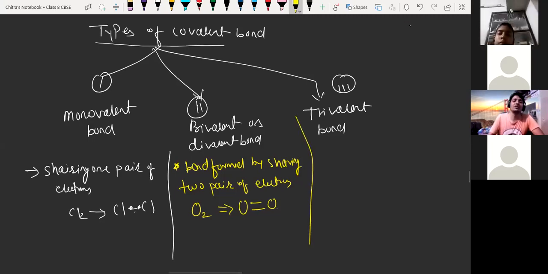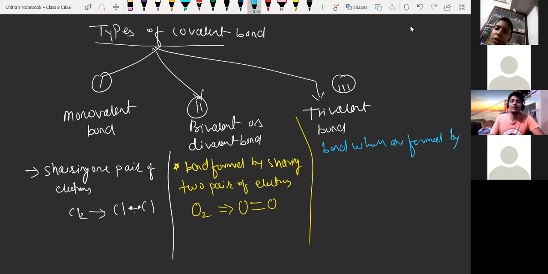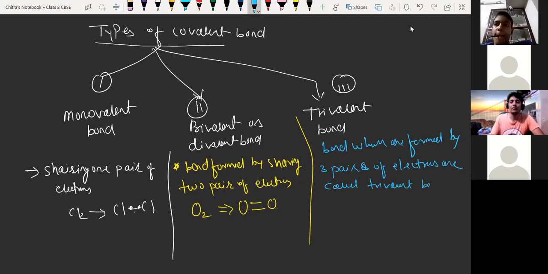Now we are going to understand the three pair of electrons trivalent bond. So bonds which are formed by three pairs of electrons are called trivalent bonds. Like we have nitrogen, with a triple bond, N triple bond N.